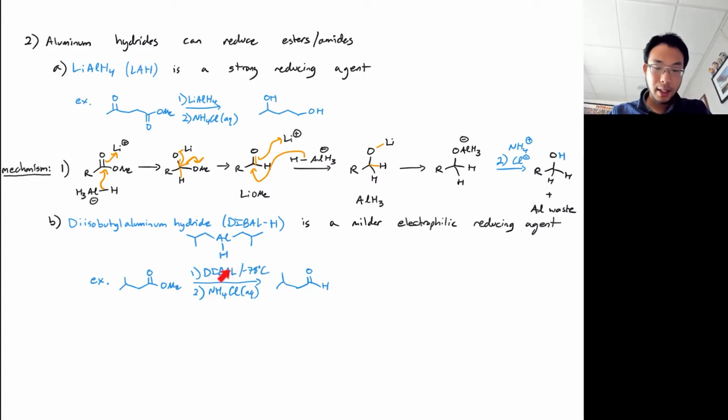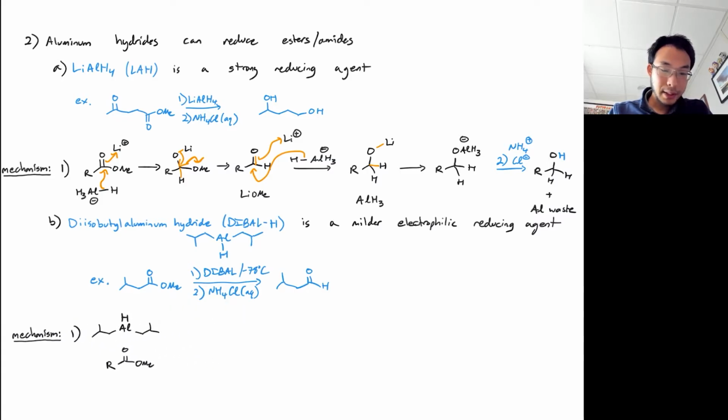So ester, we do DIBAL. We're running this at negative 78 degrees, which is a very common temperature for organic reactions because that's what you get when you combine dry ice with acetone. The purpose of the temperature is to just keep everything very stable. We'll come back to that in a second. So let's look at the mechanism.